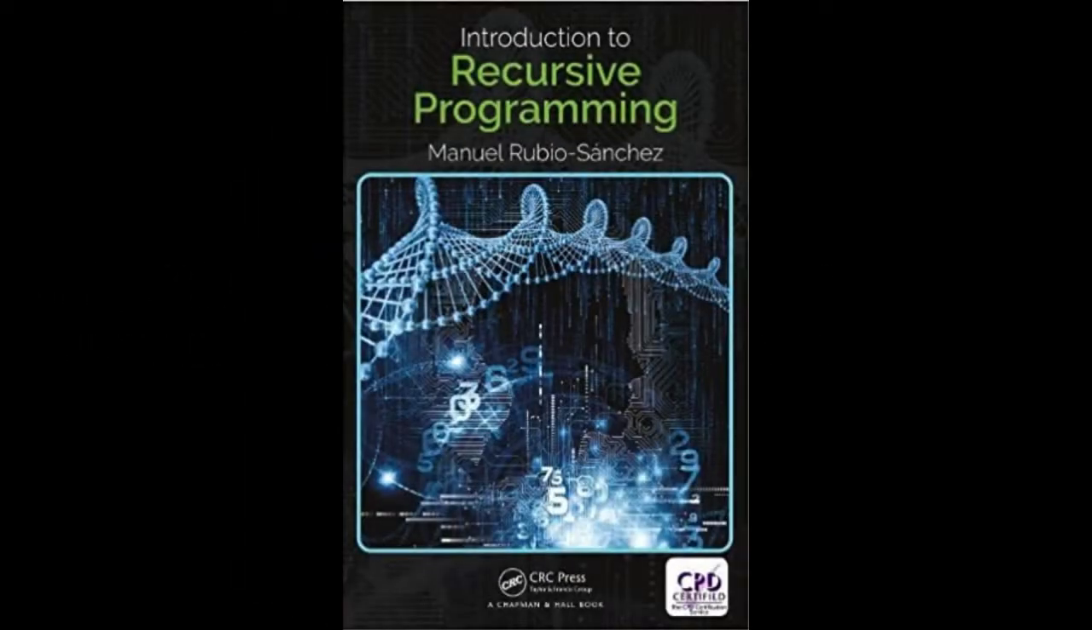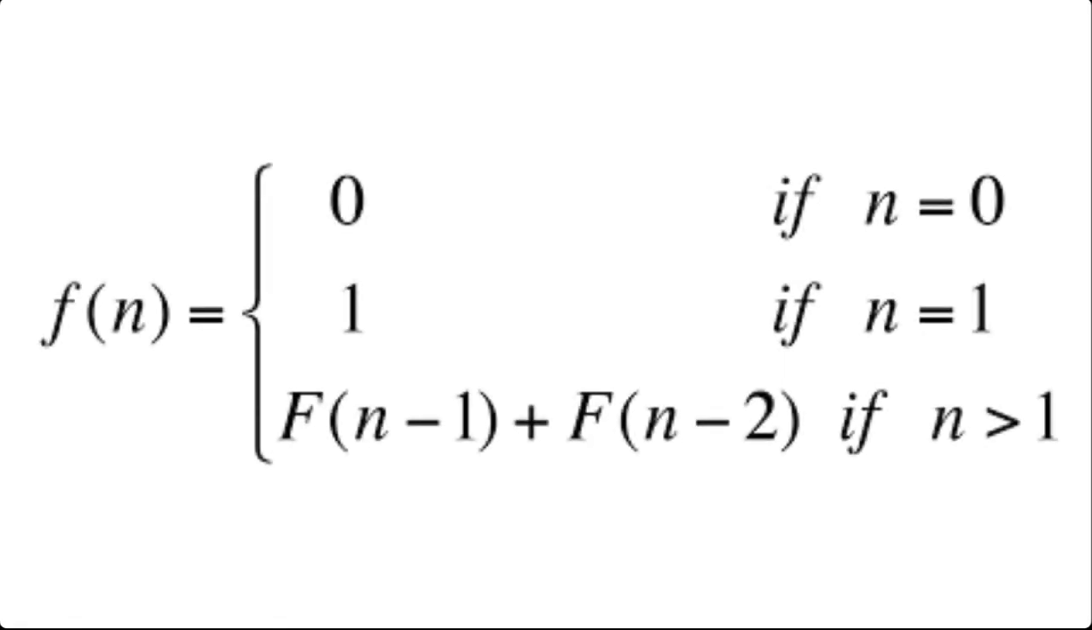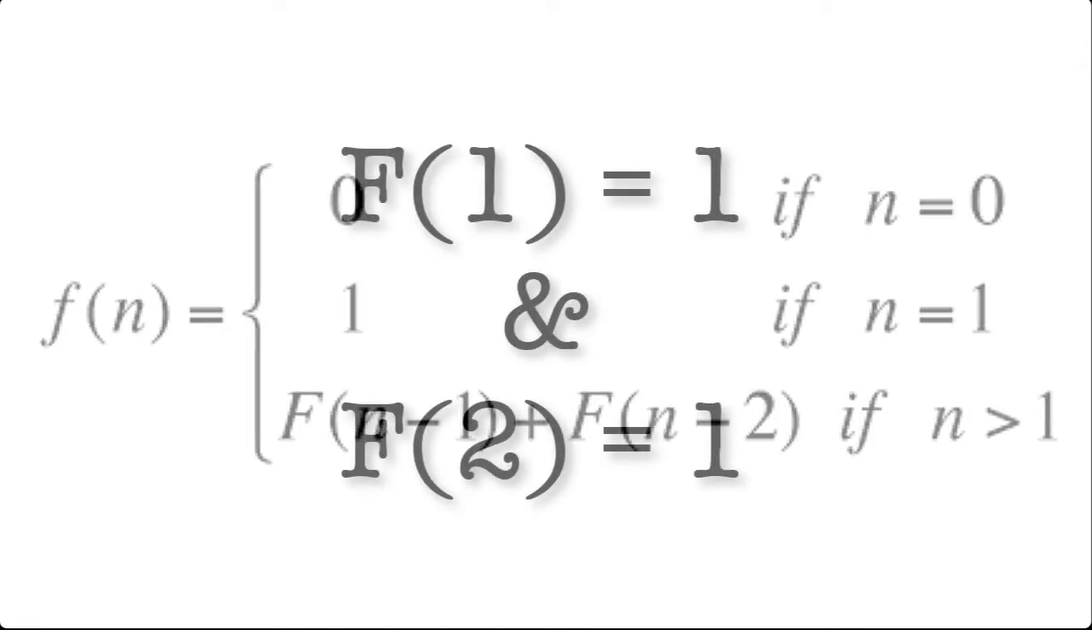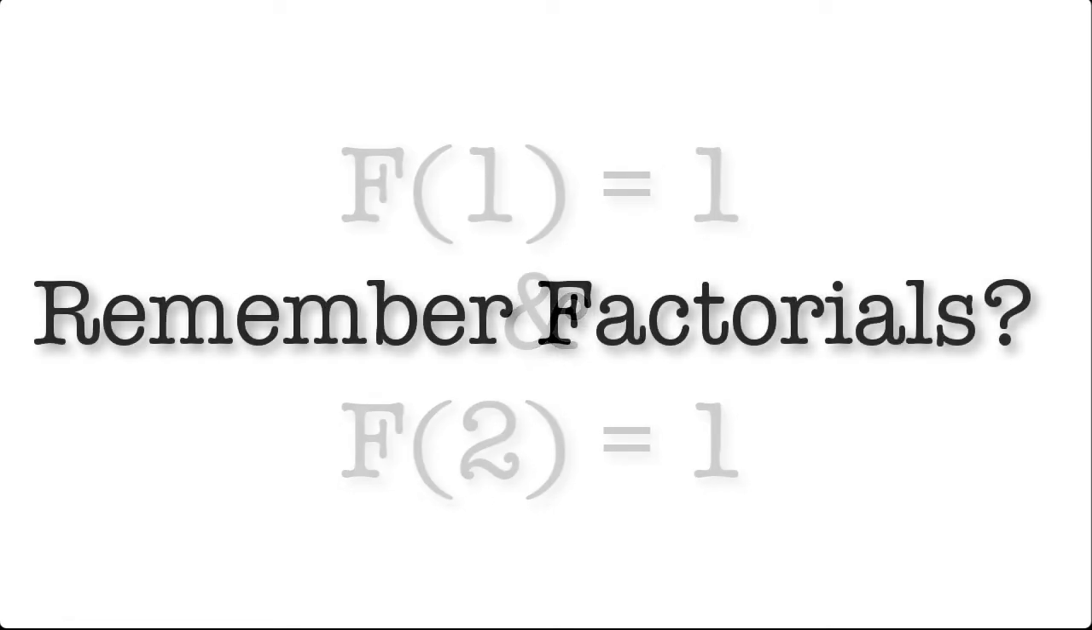According to Manuel Sanchez, an author introduced in the first video, the base cases correspond to scenarios where the function's output can be obtained trivially without requiring values of the function on additional arguments. For the Fibonacci sequence, a very popular algorithm for describing recursion, the base statements are f of 1 equals 1 and f of 2 equals 1. These are the very start of the formula, and I will be describing it in detail as I walk you through the program later. Ever heard of factorials?